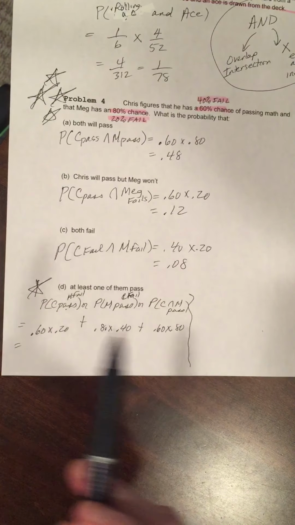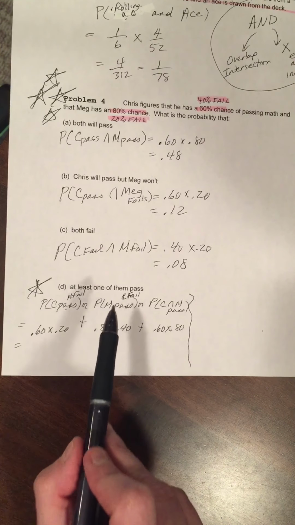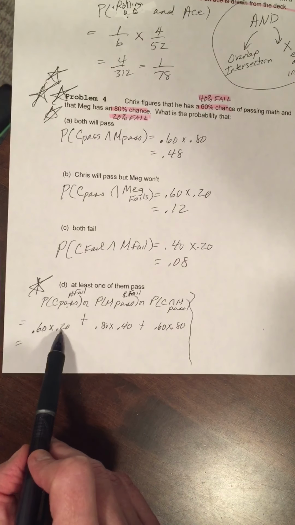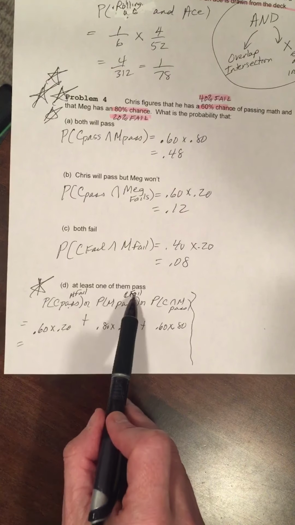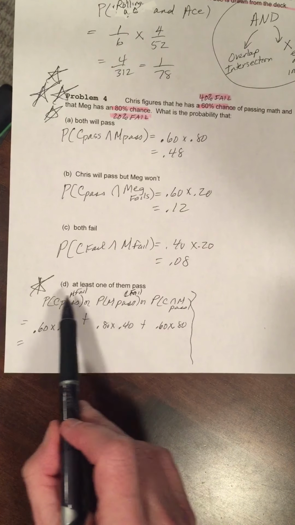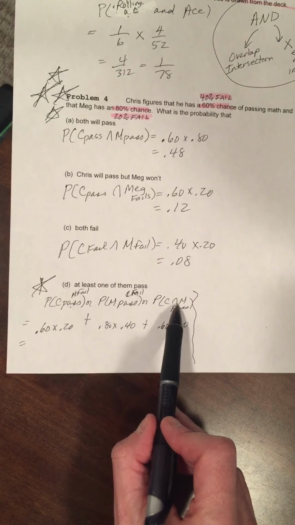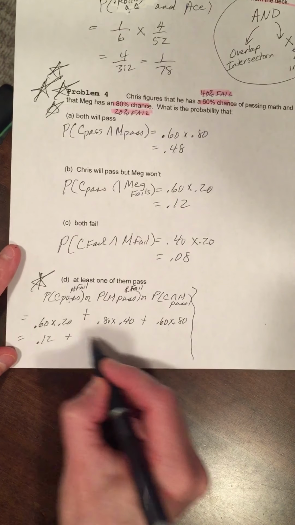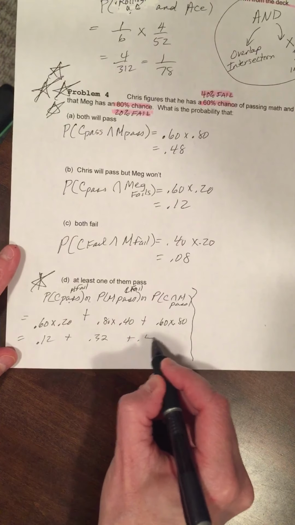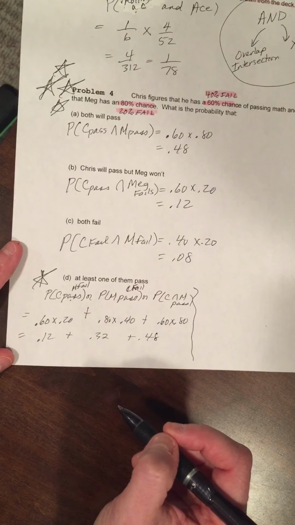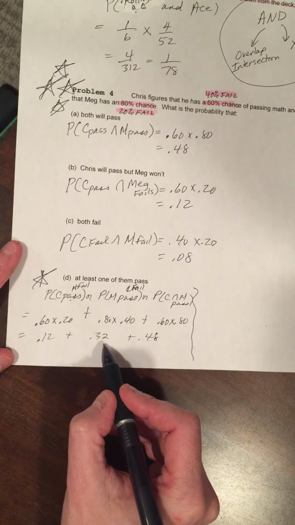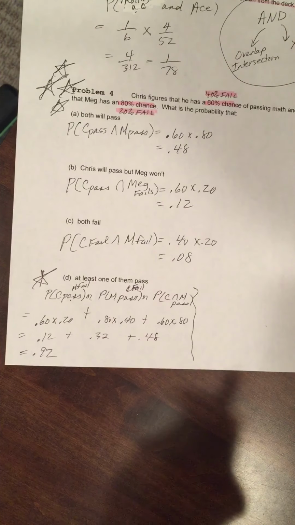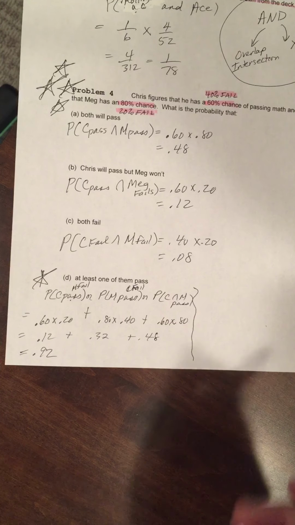So hold on and let's look at this for a second. At least one of them passes. The first scenario is Chris passes, but Meg fails. Second scenario is Meg passes, but Chris fails. So that's one of them passing. The final scenario is both of them passing. So 12%, 32%, and 48%. 44, 92% that at least one of them passes.